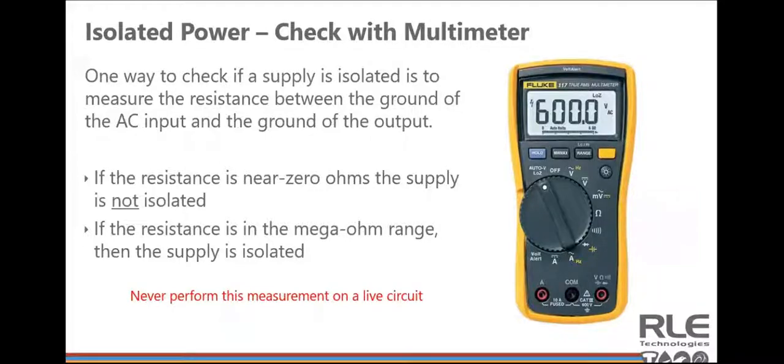There is a quick check you can do for a wall adapter. You can use a multimeter to measure the resistance between the input and output grounds. If it's really low, close to zero, then that indicates the supply is not isolated. But if it's really high, like in the megaohm range, then it is isolated. It should go without saying, but please don't try this on a live circuit.